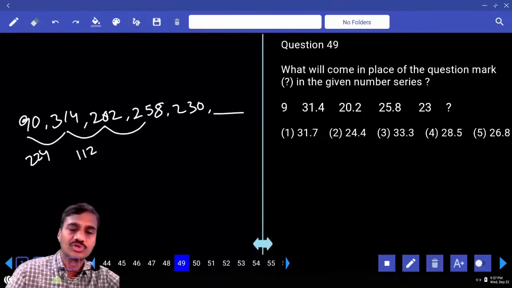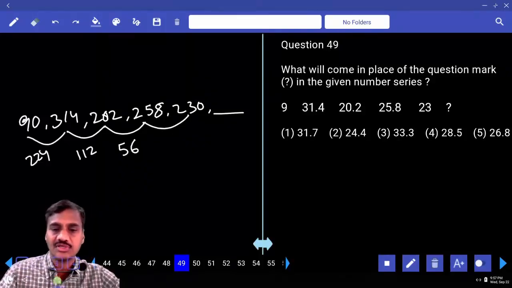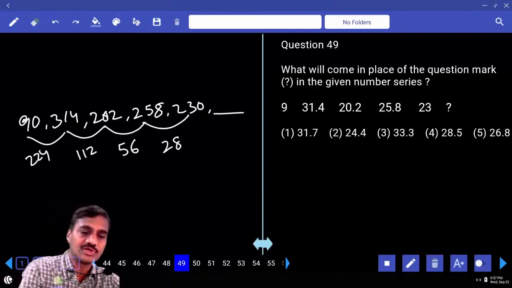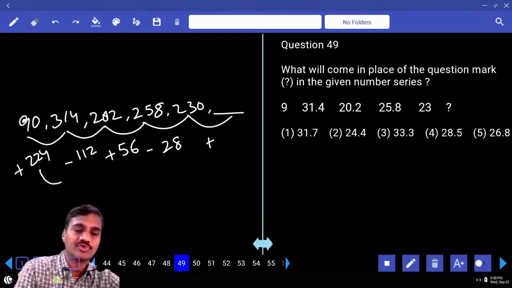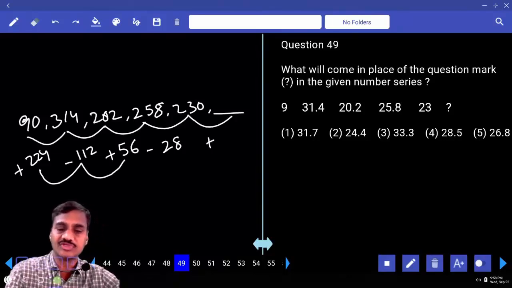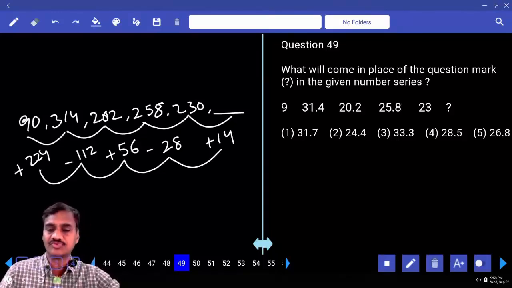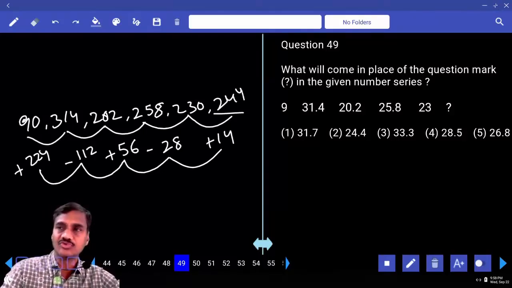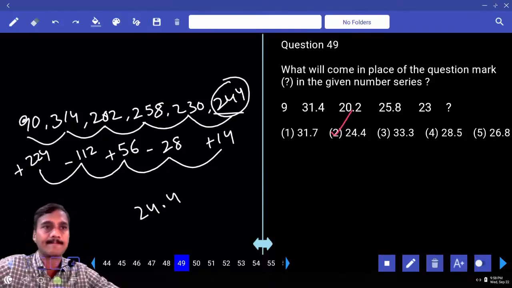And next one, 202 and 258, what is the difference we have? 56. And next difference, 258 and 230, what is the difference? Now 28. Now first one is what? Plus. Next one is minus. Here it is plus, next is minus. Next number must be plus. What should it be? 224 divided by 2 is 112, divided by 2 is 56, divided by 2 is 28, 28 divided by 2 is 14. Now plus 14. 230 plus 14, 244. As we multiplied the numbers with 10, finally we need to divide the number by 10. And it's 24.4, choice 2, question number 49.